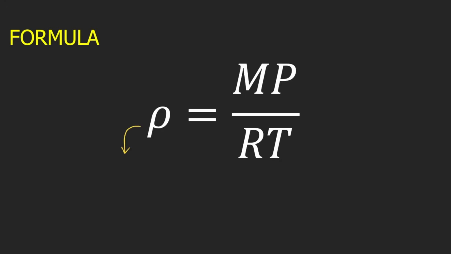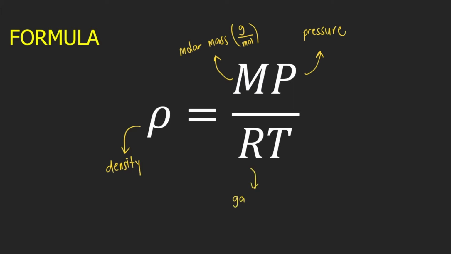So this Greek letter is what you call rho, and that is the symbol for density. M is the molar mass of the gas, and the unit, of course, is grams per mole. P is the pressure. R is the gas constant. And T is the temperature.